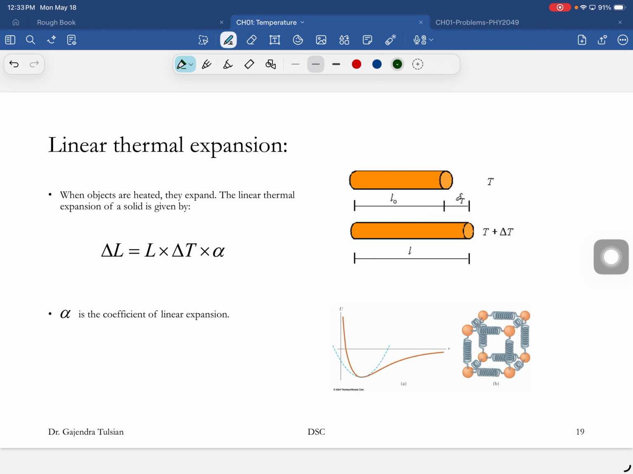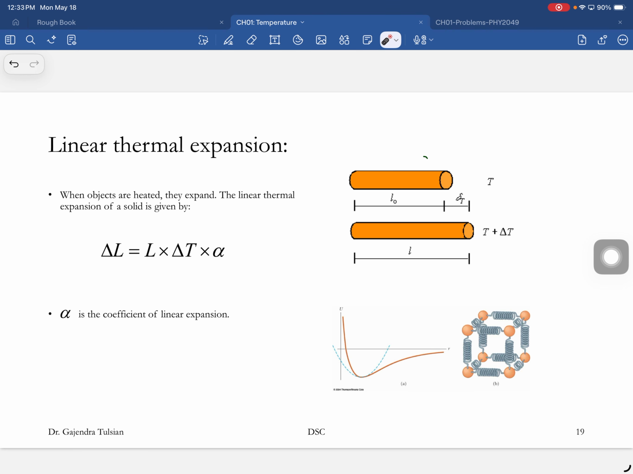And of course, this is characteristic of the material, and these numbers are important, so people measure these numbers. Here it's called the coefficient of linear expansion. And here are some numbers. For aluminum, the number is 25 times 10 to the minus 6 per degree Celsius. Let's see what this number means.